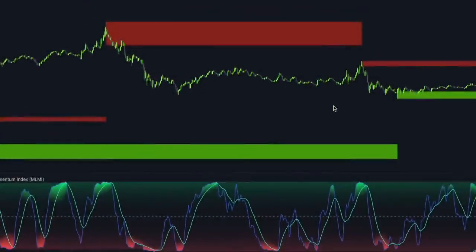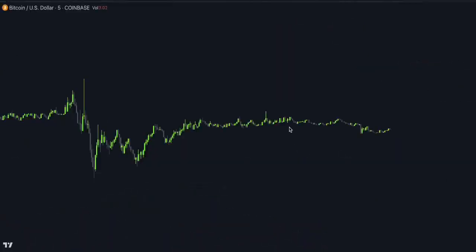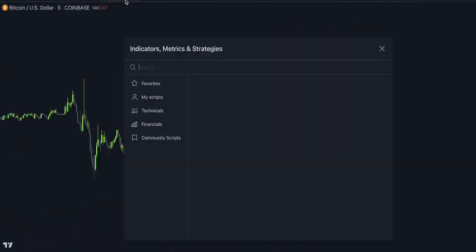Let's return to our trading strategy. In order to build the same setup you see on my screen, you'll need to first open any chart on TradingView and click on the indicators.